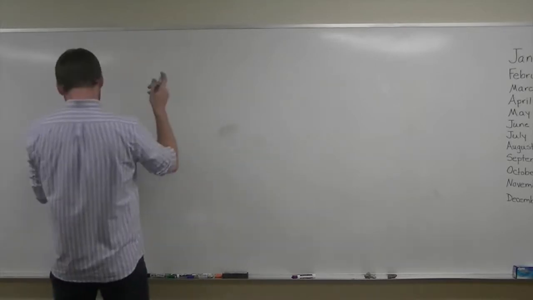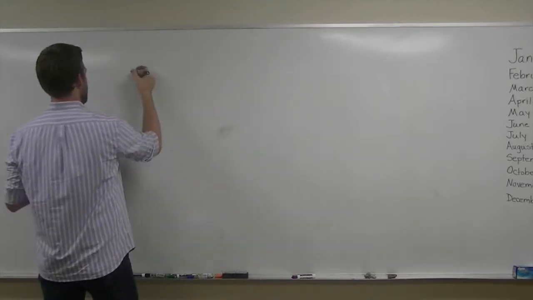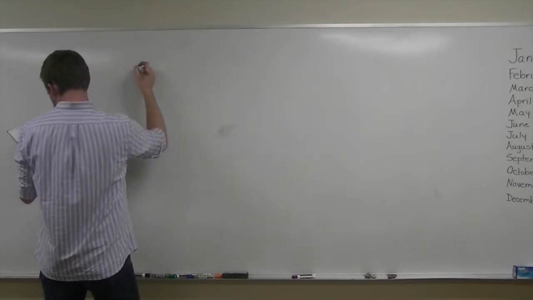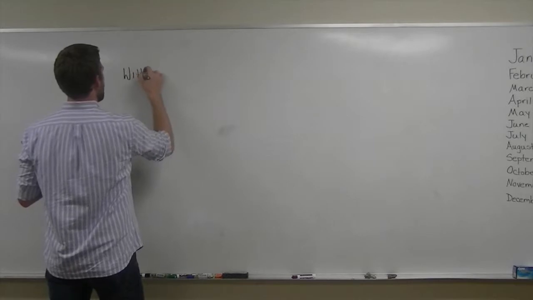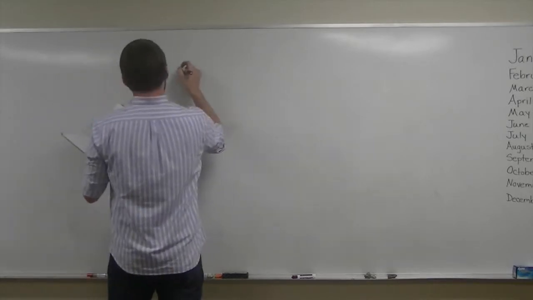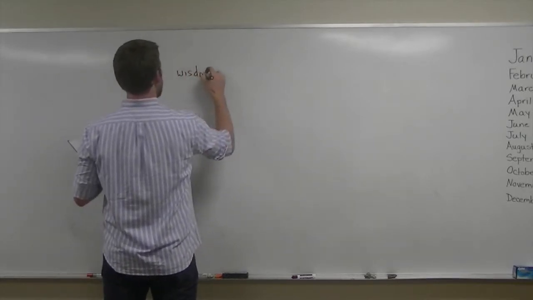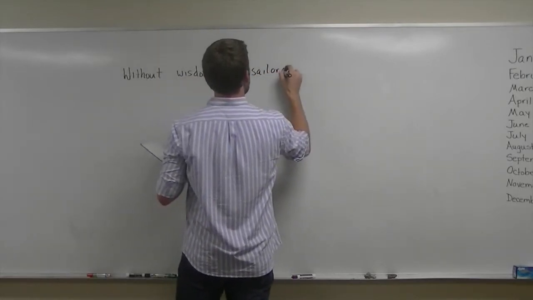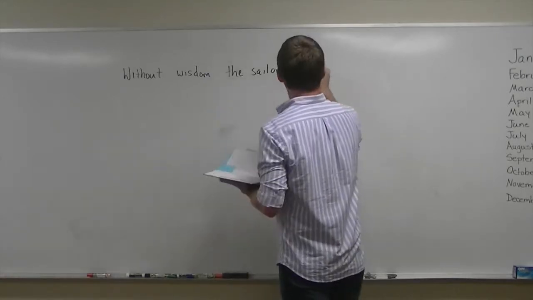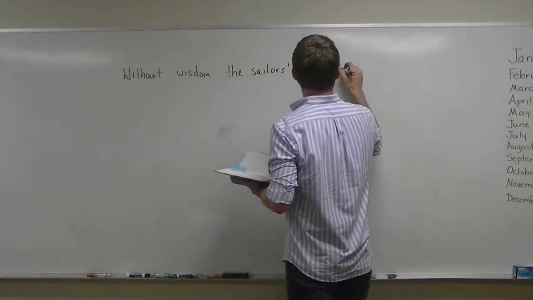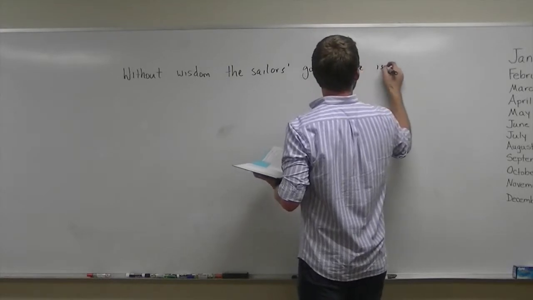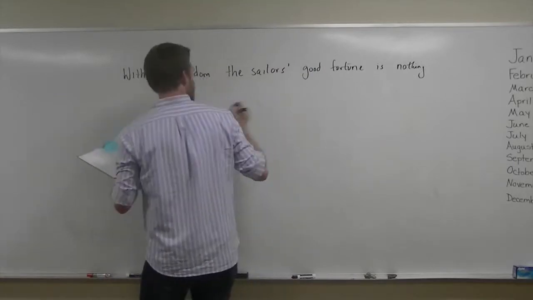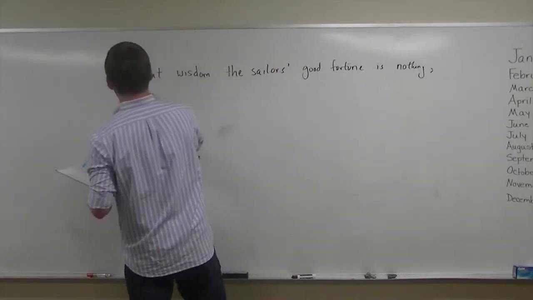Without wisdom, the sailor's good fortune is nothing, and they are paying the penalty. Okay, and I actually think there's a grammar error there, because you should have a comma beforehand, because you introduce a new subject. But oh well, I won't be picky. I have made my fair share of grammar errors. Without wisdom, the sailors, plural, okay, good fortune is nothing, and they are paying the penalty. I've got to add the comma, that'll bug me.